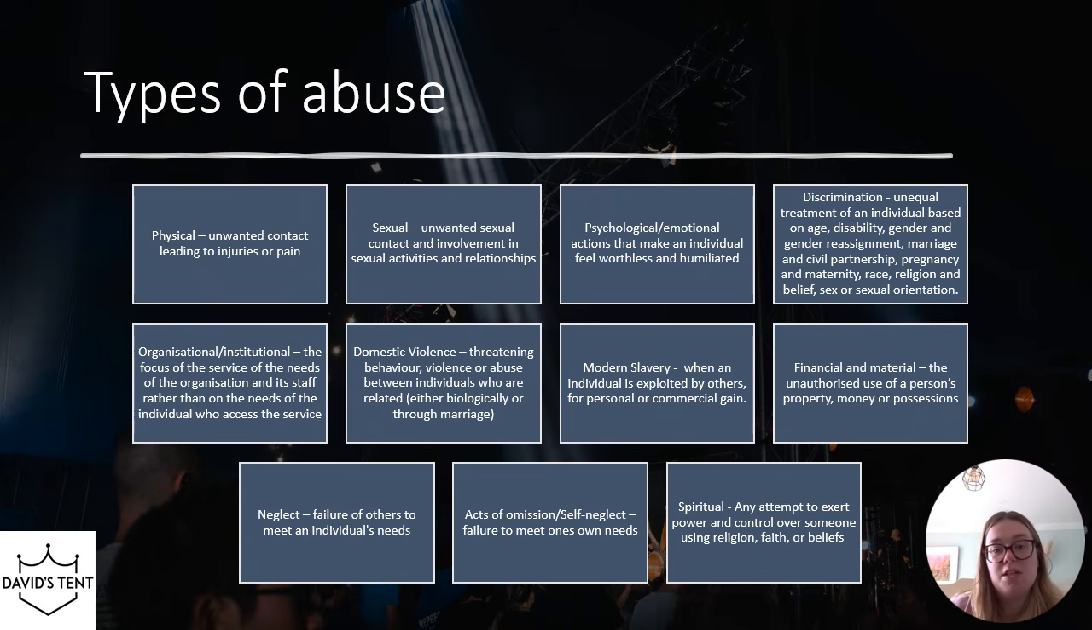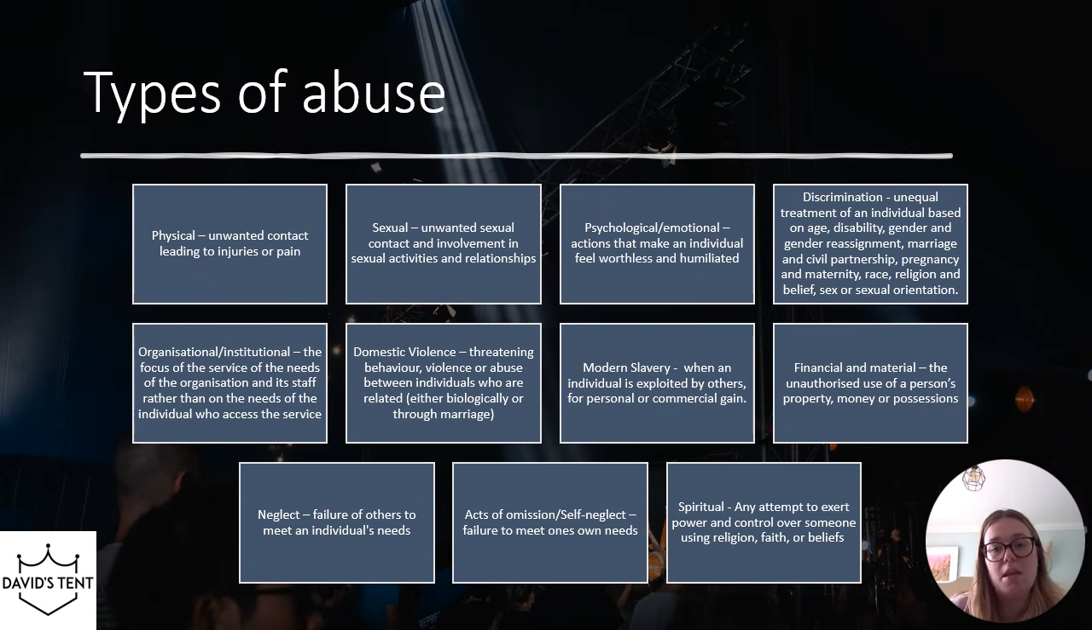There's domestic violence as well. So this is threatening behaviour, violence or abuse between individuals who are related either biologically or through marriage. The reason this one comes under children and adults is because if children are witnessing domestic violence, it can have a really significant impact on their development as well as their emotional well-being, and it would be enough for us to make a referral just from them witnessing domestic violence. And then within adults, we need to remember that it can happen to any person in that relationship, regardless of age or gender.